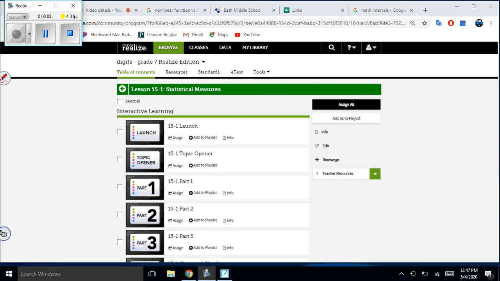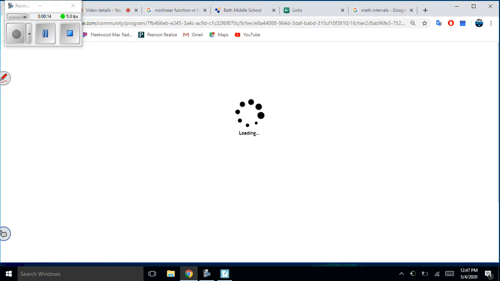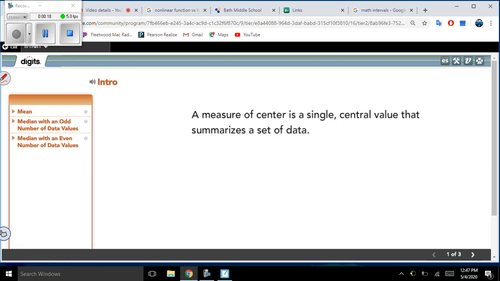Last chapter of the school year, 15.1, statistical measures, a calculator, almost a must in this situation. Let's take a look at 15.1, part 1. These are somewhat familiar to you. We're going to be talking about a mean.